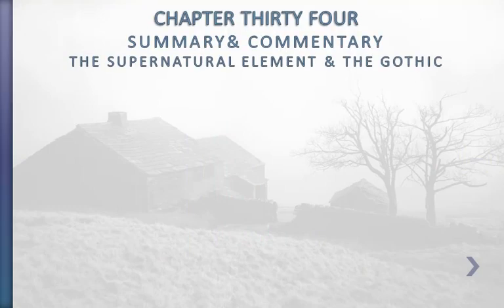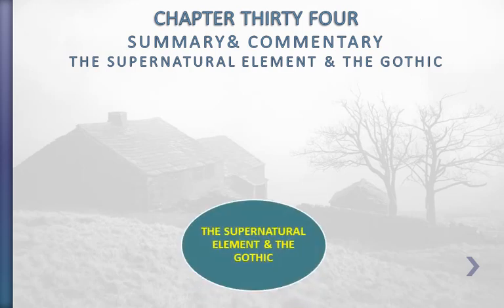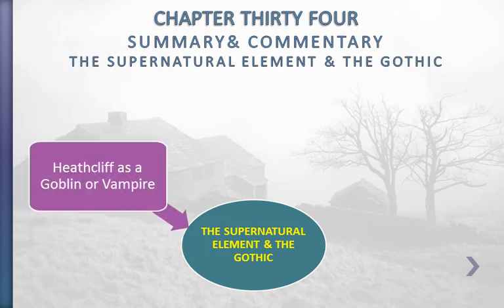Moreover, the third important point in the summary and commentary of chapter 34 is the supernatural element and the Gothic that can be shown through three references. The first one is Heathcliff as a goblin or vampire. This chapter contains a long account of the manner of Heathcliff's death, and brings the story of the novel to a close. The whole of this chapter is permeated by a weird and supernatural atmosphere. In the first place, Nelly's reaction to the strange glitter in Heathcliff's eyes when he returns home one morning gives rise to such an atmosphere.